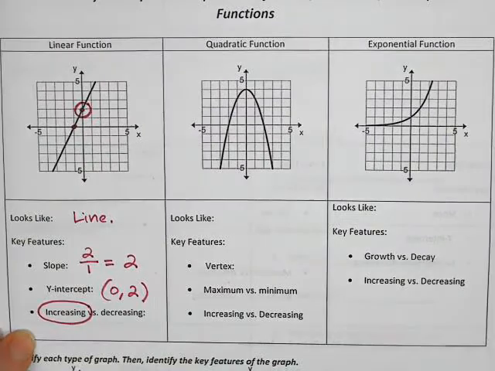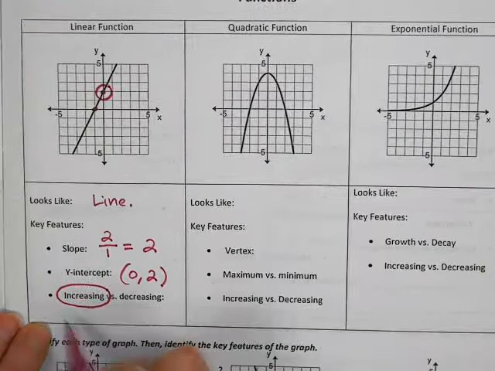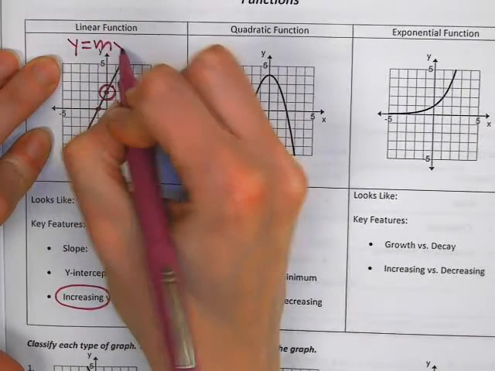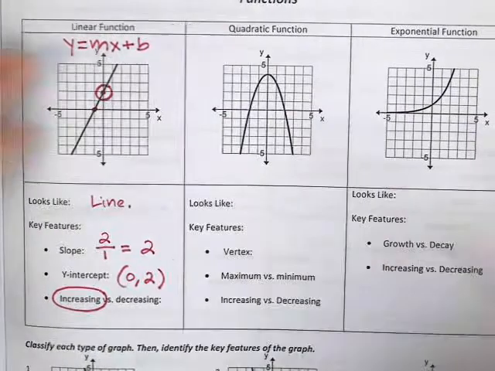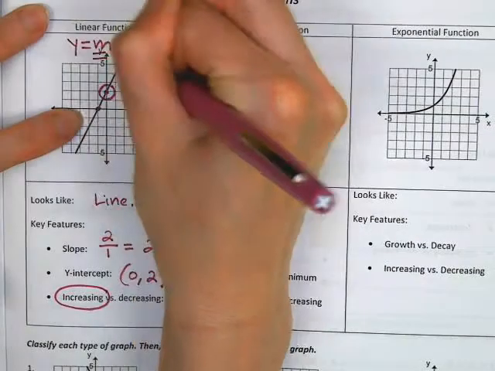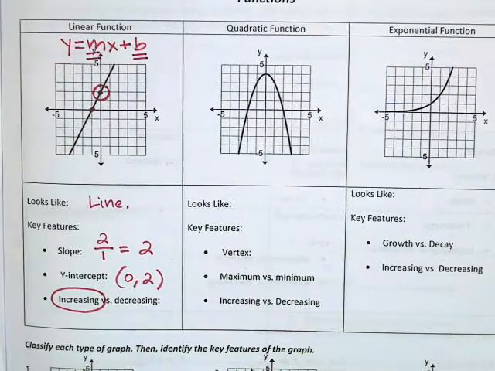And let's also remind ourselves the equation of a line. It's, we'll write it up here, y equals mx plus b. And I hope you guys remember that the m is the slope and the b is the y-intercept.